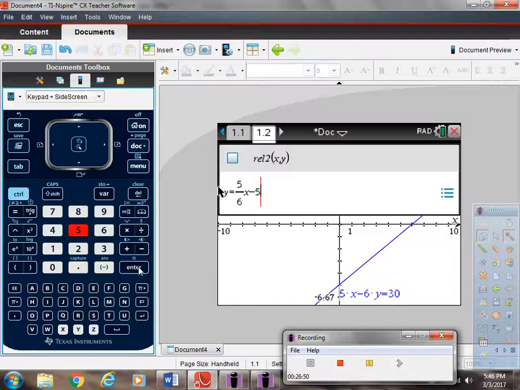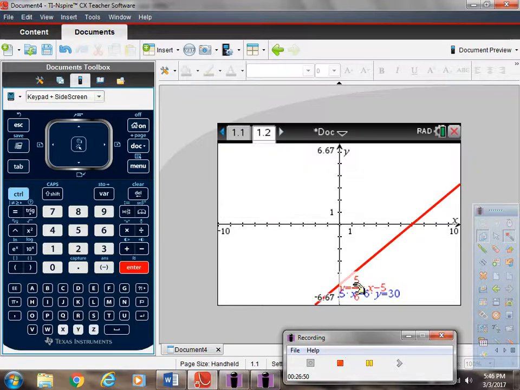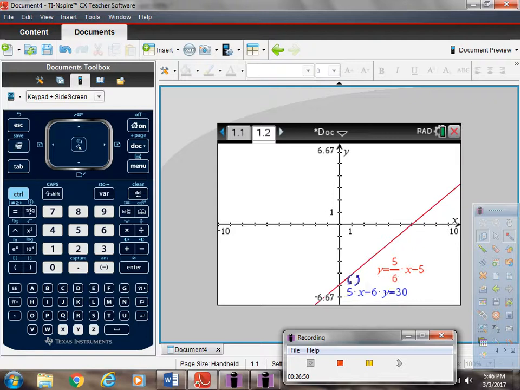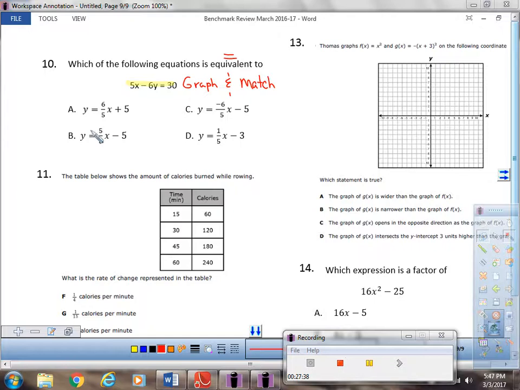And you're going to see graph and match. Boom, same picture. See how blue turned to red? So it was the same line. So the correct answer on that one was B. So again, when in doubt, graph it out. Let's look at number 11.